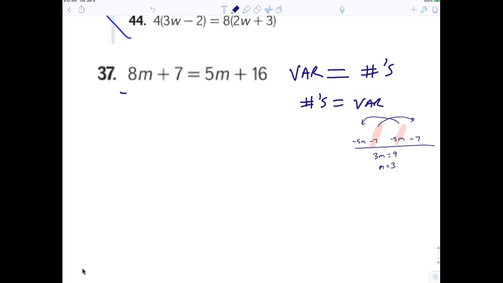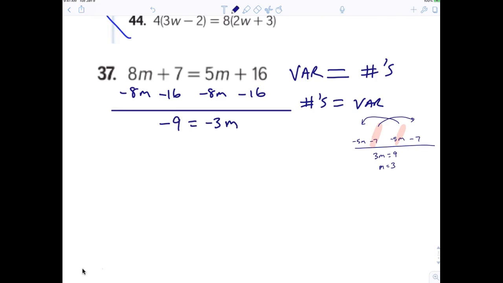So minus 8m, minus 8m, minus 16, minus 16. Negative 9 equals negative 3m. M equals 3. Same answer, right? Do you agree with me? It's just that not only did the variable change sign, but the number changed sign. All right? Very good question.